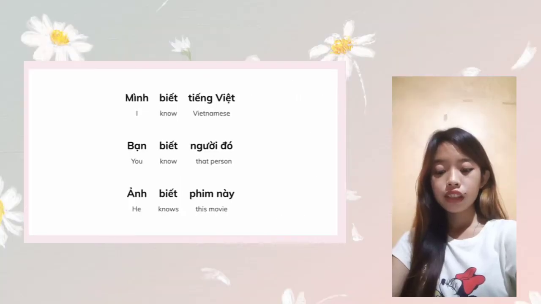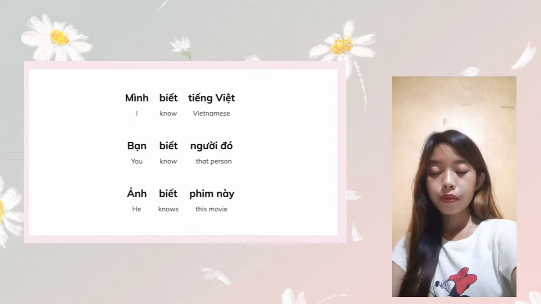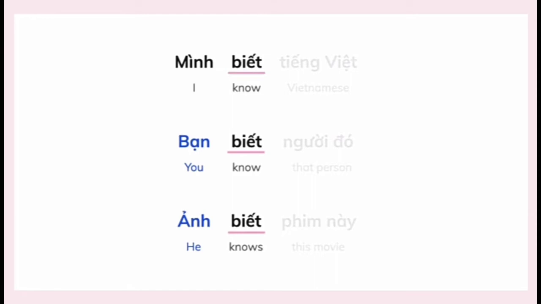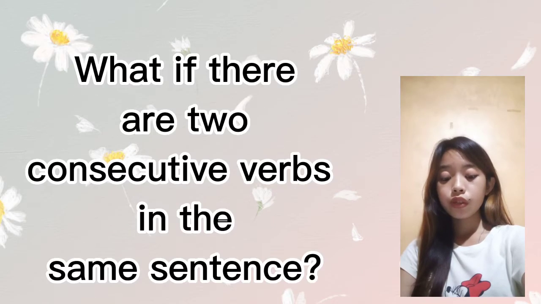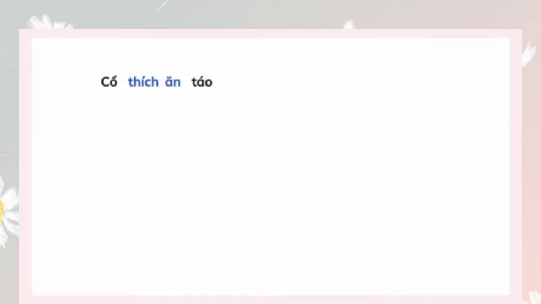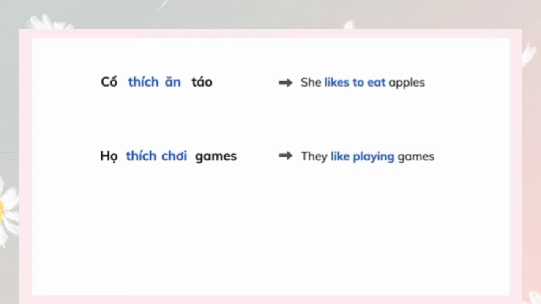You may have noticed that unlike English, the verb form stays the same when you talk about other people. So the verb know, as in I know, you know, he, she knows, remains the same as biết. Now what if there are two consecutive verbs in the same sentence? Here are some examples. Cổ thích ăn táo. She likes to eat apples. Họ thích chơi game. They like playing games.